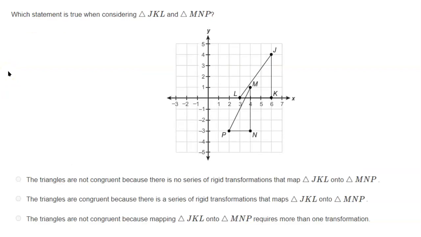And which statement is true when considering triangle JKL and triangle MNP? Remember, you are looking to see if these are congruent or not congruent, and which rigid motions you are using. If they are not the same shape or the same size, then you would say they are not congruent. And you would say why they are not congruent, such that they do not use a series of rigid transformations.